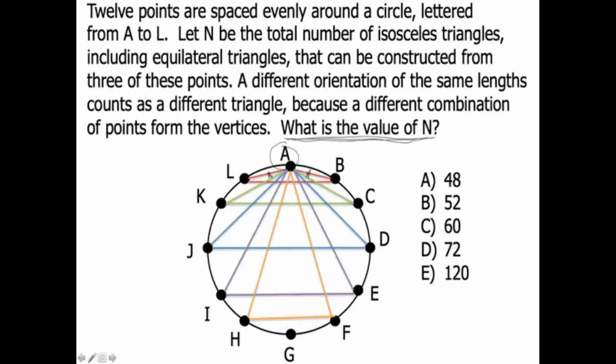And the problem told me that a different orientation of the same lengths counts as a different triangle. So I'm not done counting. I need to do this for every single point. Well, how many points do I have? I have 12. So it's 12 times 5 should give me 60. And unfortunately, that's not the correct answer. But if you got that far, then give yourself a pat on the back. Because there's one last item that we need to consider.